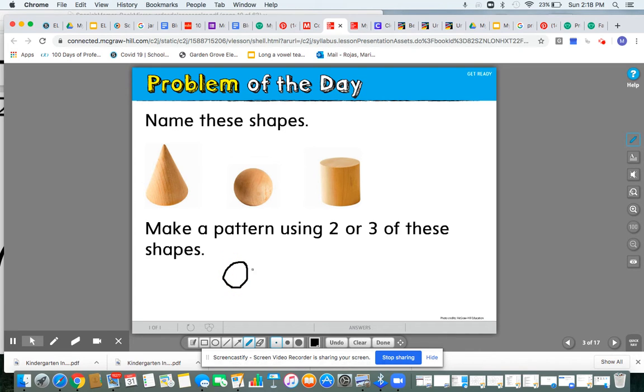This is sphere. This is a cylinder. Sphere. Cylinder. This is my pattern. You guys know how to make patterns with shapes. Okay, so this is what I would have done. You could do your own pattern. Think of what pattern you would use. Alrighty.